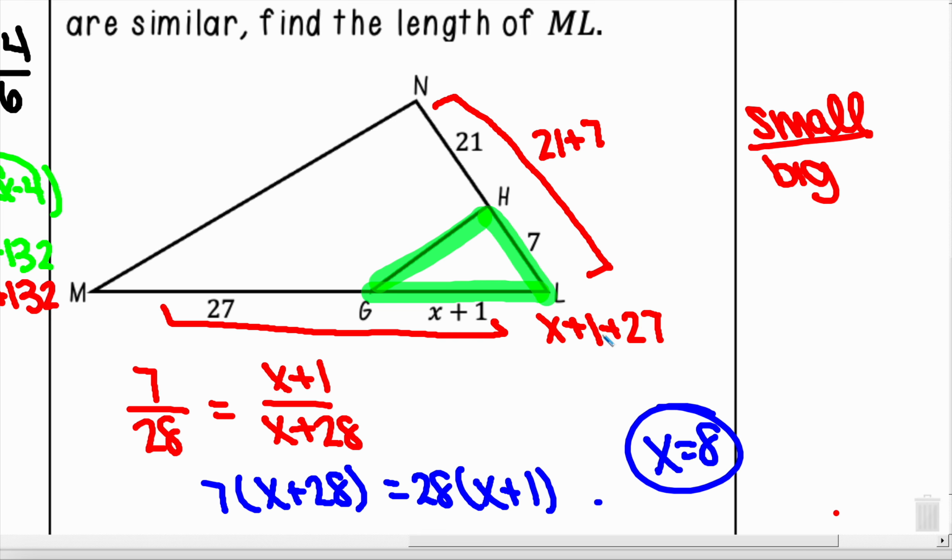But again, pay attention to what this asks you for, because it asks for ML. So if I know that x is 8, 8 plus 1 is 9, and 27 plus 9 is 36. And so I'm going to repeat that again. 8 plus 1 gives you 9, and 9 plus 27 gives you 36.